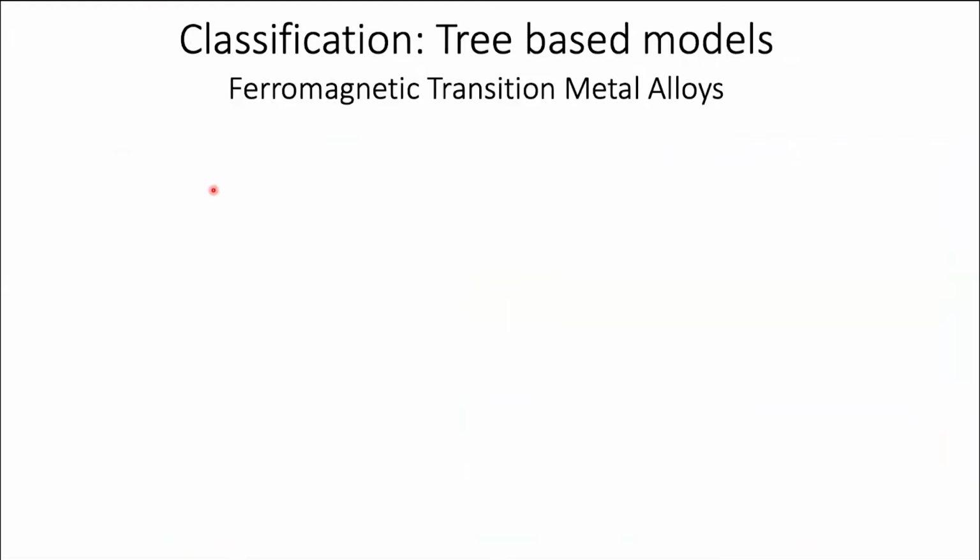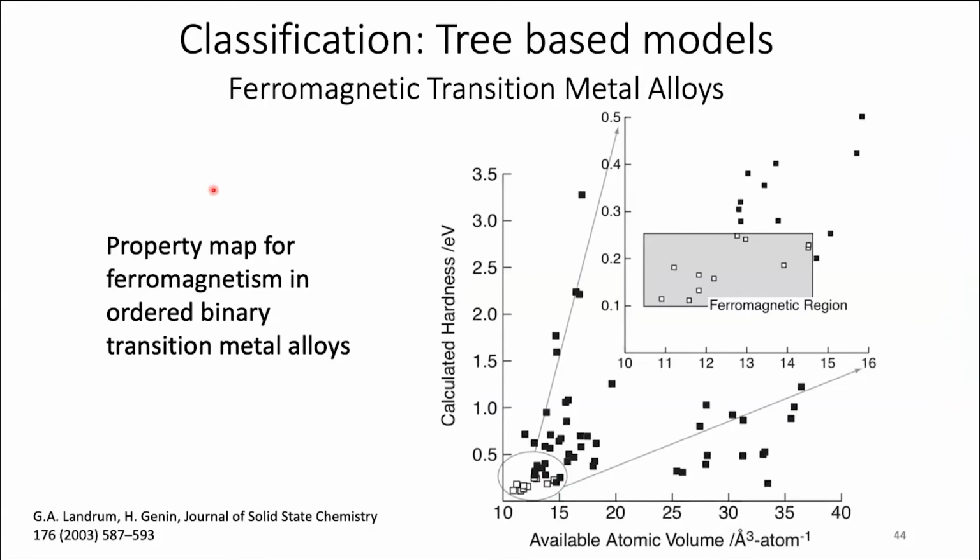Okay, so now let's transition to more classification using trees on an example that's more physics related. Let's use ferromagnetic transition metal alloys, and I'm plotting a two-dimensional descriptor space where the first descriptor is atomic volume, and the next descriptor is calculated chemical hardness, which goes like compressibility or dμ/dN, where μ is the chemical potential, N is the number of electrons. In this plot, we have only traditional metal alloys, and the black squares are the non-magnetic alloys, and the open squares are the magnetic alloys. And this part is zoomed in here.